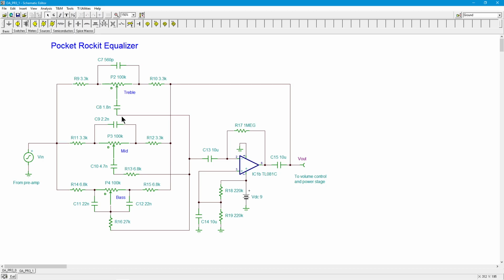Okay, so we have three sections here for treble, mid, and bass, top to bottom. And off on the left-hand side, this is the signal. I'm just using a generator here, but this is the signal from the preamp. Okay, and the V out that I'm labeling just goes off to the power stage.